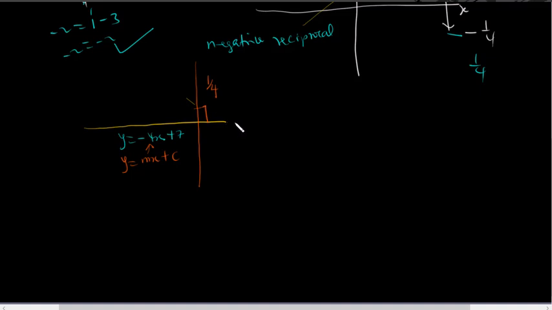So if there is line A and there is line B, and we are saying that line A and line B are perpendicular, or they meet orthogonally, or they meet at 90 degrees, then the gradient of line A is equal to the negative reciprocal of the gradient of line B, and vice versa.